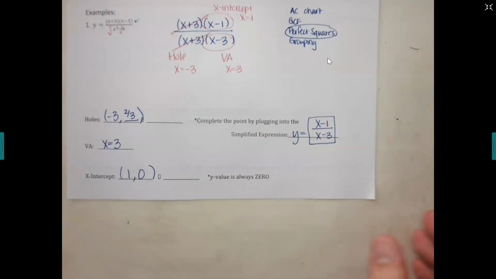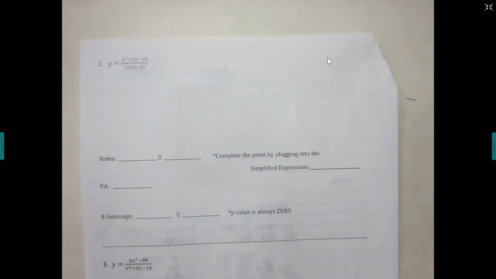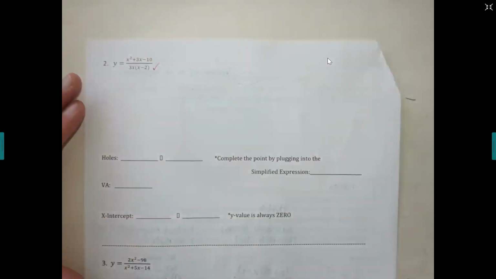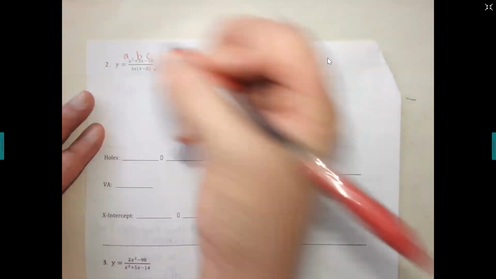All right, for number 2, which part is already factored? Remember, factoring means it's broken down into parentheses. Top or bottom? Bottom's already done, put a little check. Okay, for the top, what method are we gonna use to solve? GCF, AC chart, or perfect squares? AC chart, so it's gonna be A, B, C.